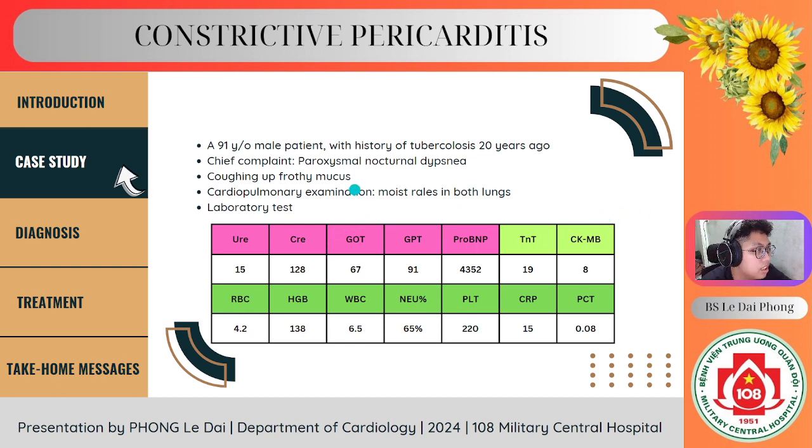And his laboratory tests: the kidney function and the hepatic function are slightly increased, and for the cardiac enzymes, the proBNP is increased to about 4,000, and the remaining ones, troponin T and CK-MB, are in normal range. The CBC shows all the indices are normal, and the inflammatory markers like CRP or PCT are normal too.